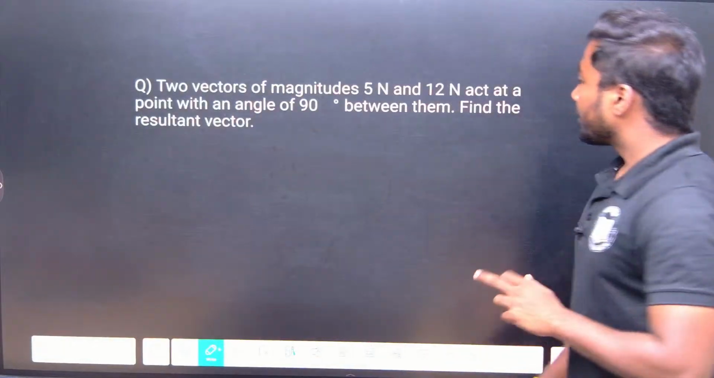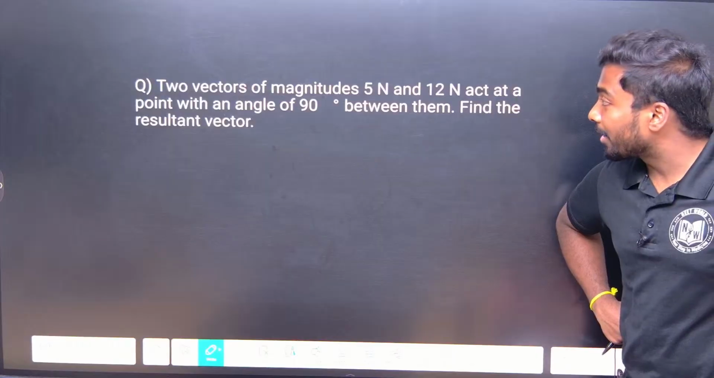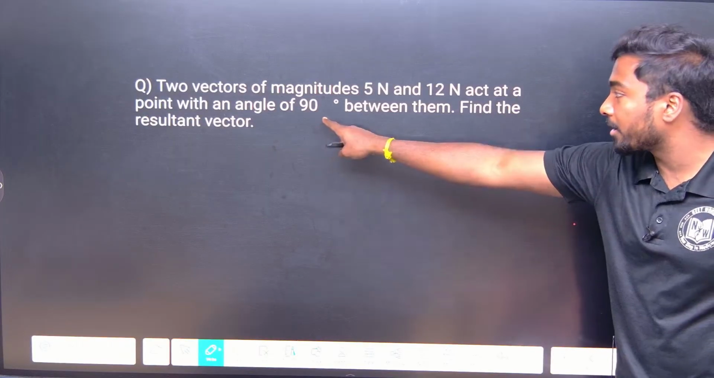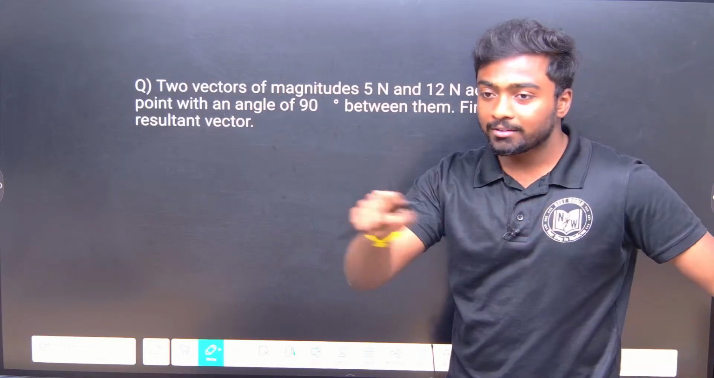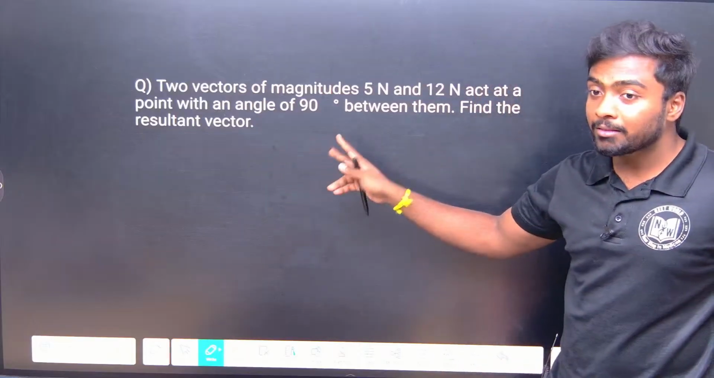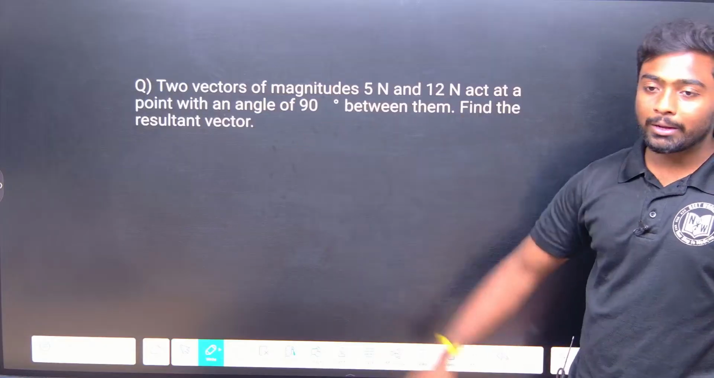So this is the second question. Give answer for this question. We'll see. Two vectors of magnitude 5 Newton and 12 Newton act at a point with an angle 90 degree between them. Previous case we have seen that one is east, one is north. Angle between them is 90 degree. Here they have not mentioned the directions, they have mentioned the angles now. Find the resultant vector they are asking.